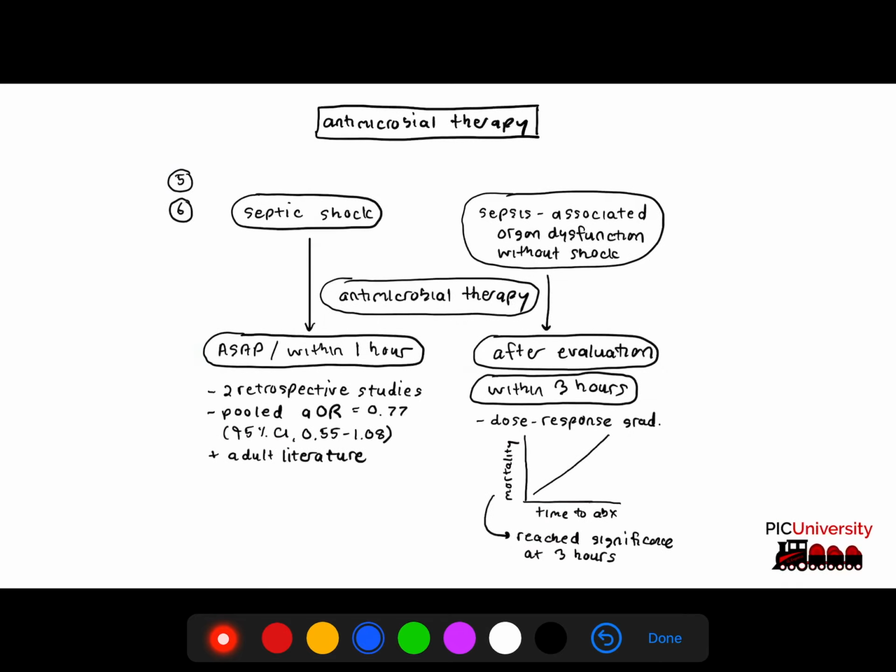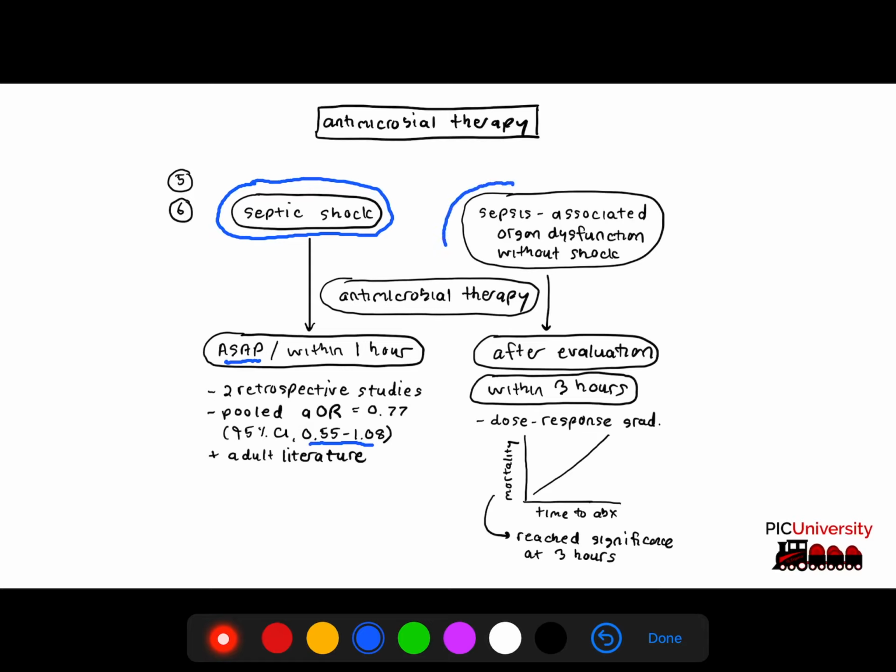The next recommendations have to do with the timing of antimicrobial therapy. This is broken down into the two levels of severity of sepsis at the outset. First is patients that present with septic shock. The guidelines strongly recommend that those patients should receive antimicrobial therapy as soon as possible or within 1 hour of diagnosis of sepsis. This data comes from 2 retrospective studies, which when they pooled the adjusted odds ratio of mortality, they found that this approached significance. As you can see, the confidence interval crosses 1, but this coupled with much adult literature, which shows improved outcomes with administration of antibiotics within an hour in patients with sepsis, means that the guidelines strongly recommend this for patients who present with septic shock.